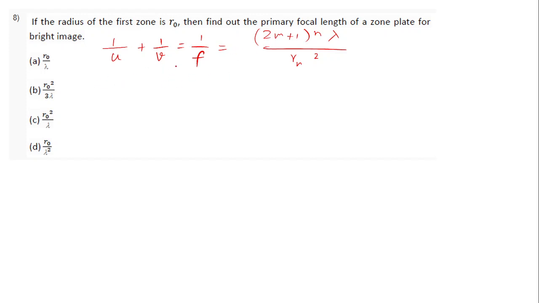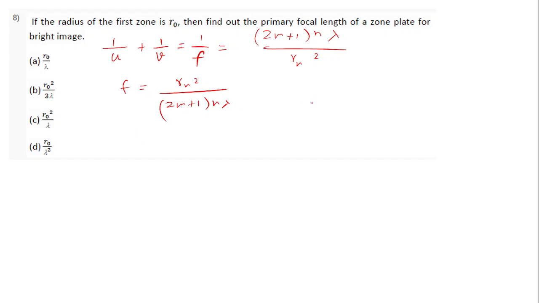So using these conditions, when we take the reciprocal, the focal length formula will become Rn square divided by (2m plus 1) times lambda. Fresnel's zone plates are multi-focus, they have multiple focal lengths. That's why we are taking this n here, and this m is the order of the zone plate. So we are using this formula.